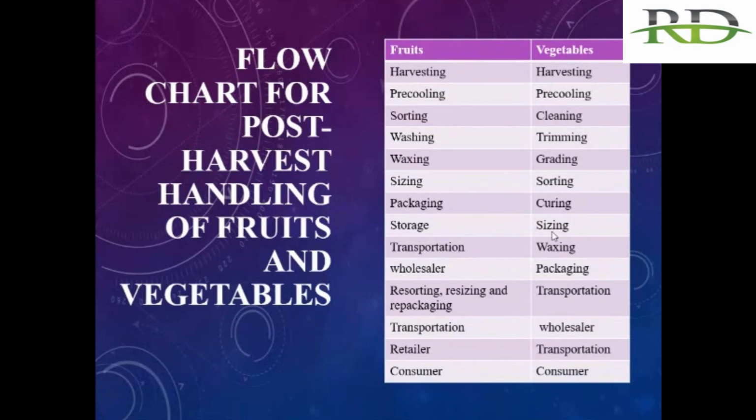And after curing, sizing is done, waxing is done, packaging is done, then transported to the wholesaler and again transported to the consumer. This is the flow chart for post harvest handling of fruits and vegetables.